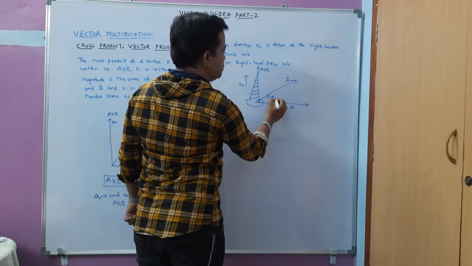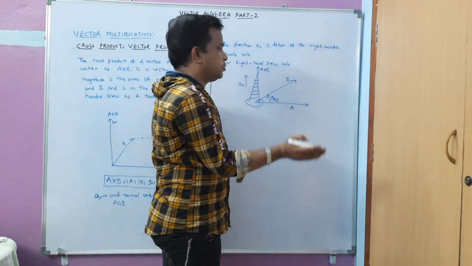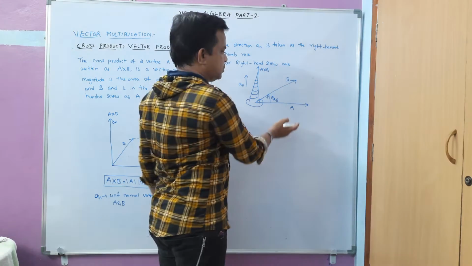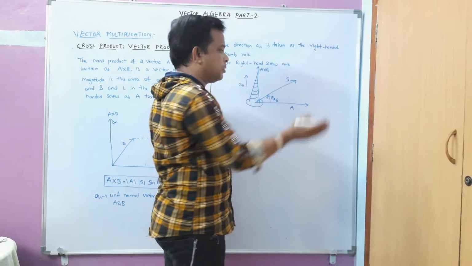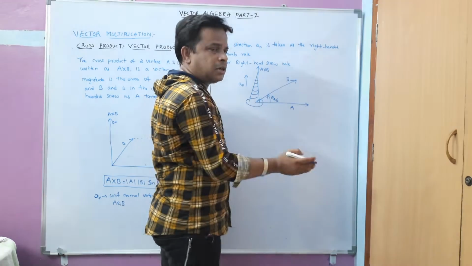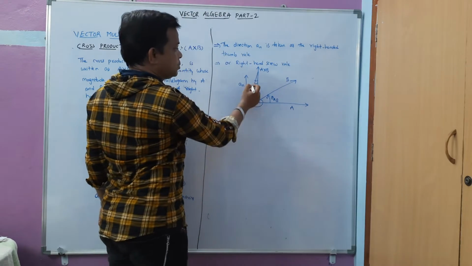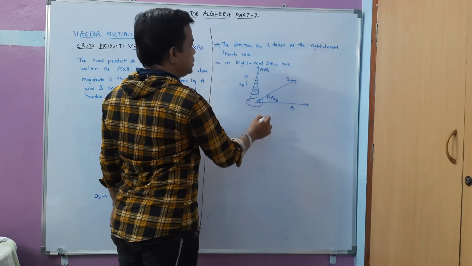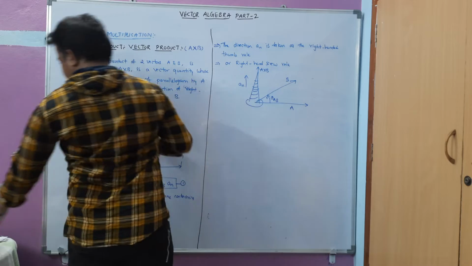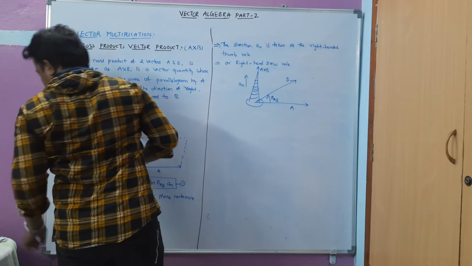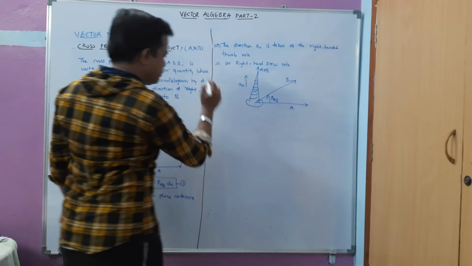So here you need to remember that A vector is always going to move towards the B vector. Okay, so A vector is moved toward the B vector. So that is how we are going to determine the cross product or vector product. Okay, so this right-handed screw rule will give us the concept of the cross product.